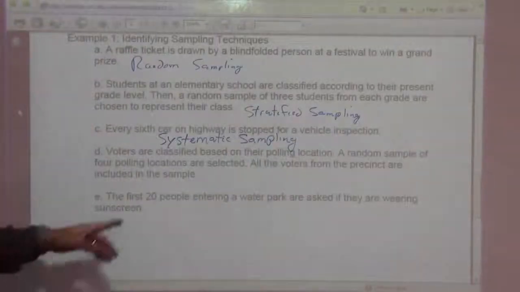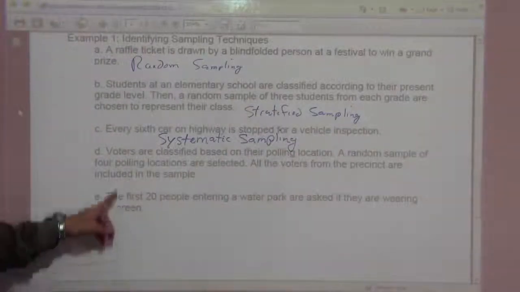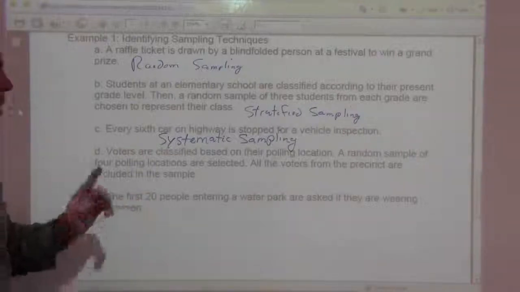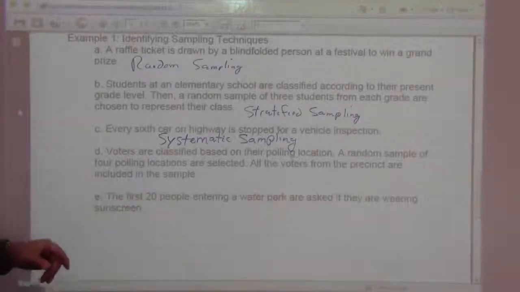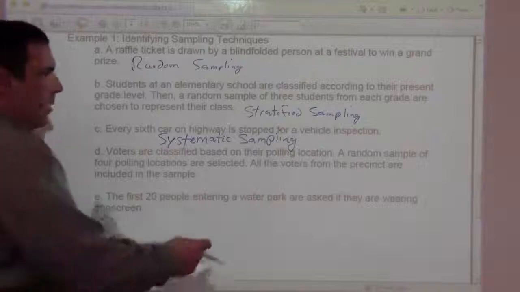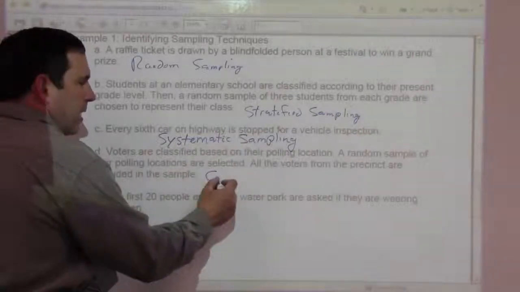Next, voters are classified based on their polling location. A random sample of the 4 polling locations are selected. All the voters from the precinct are included in the sample. This would be based on the geographic area. This is cluster sampling.